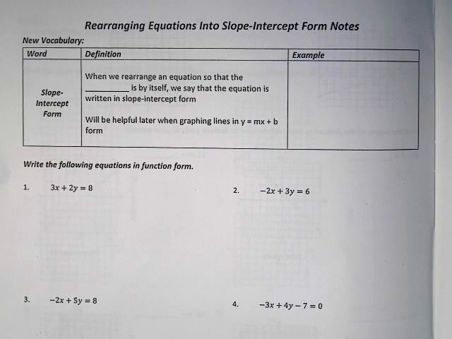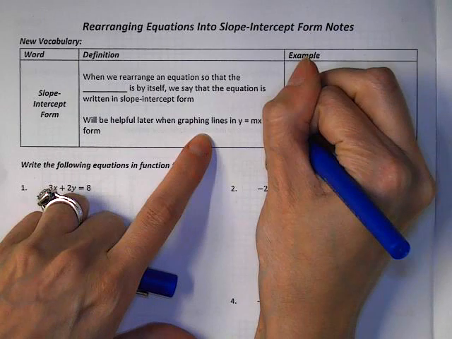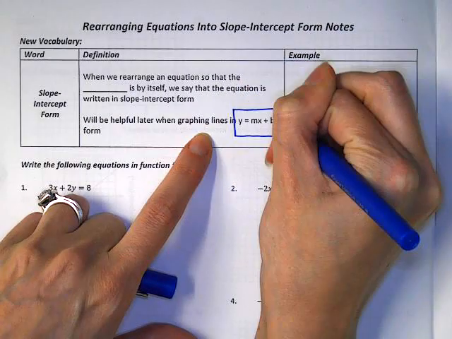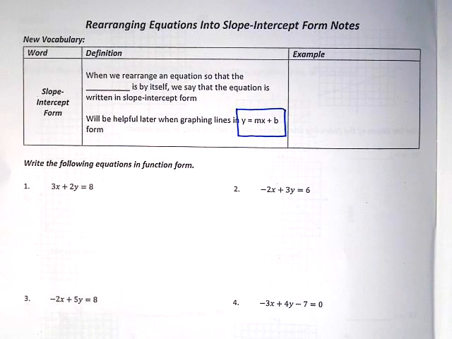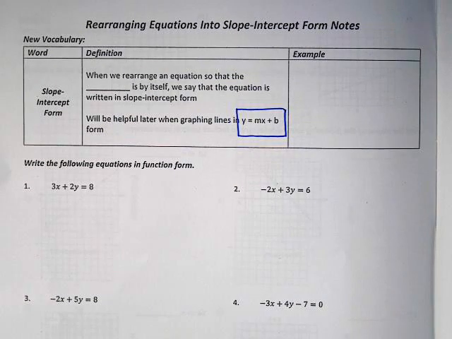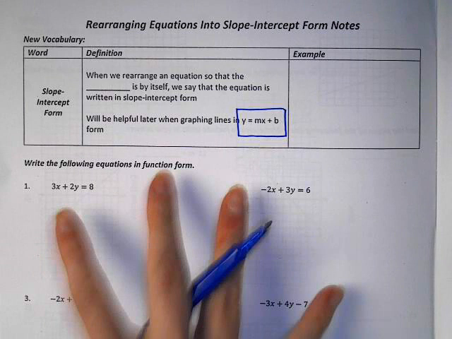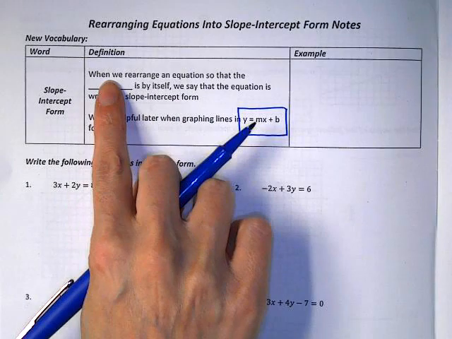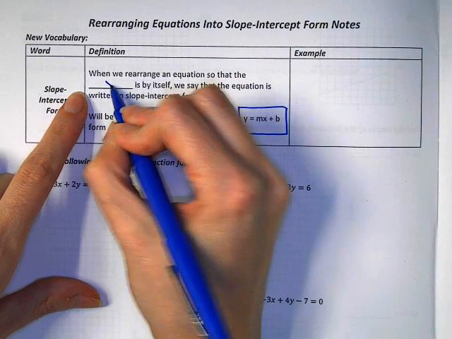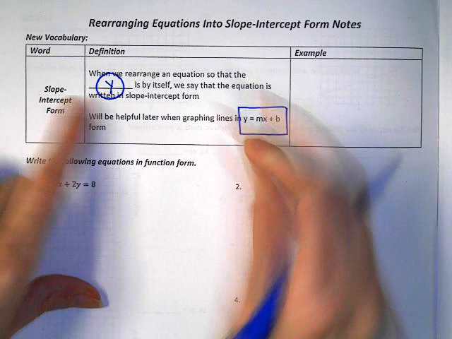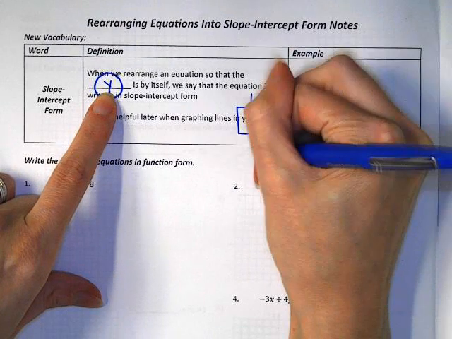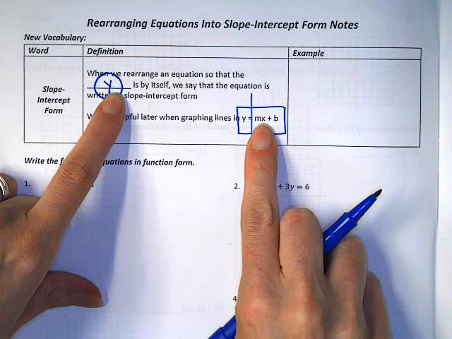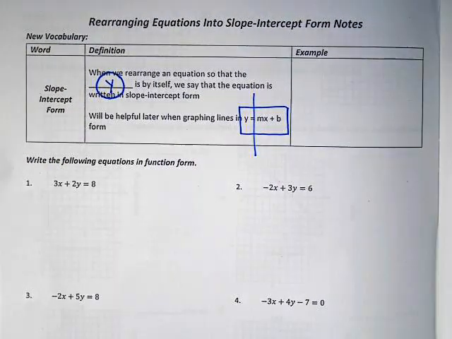Now, slope-intercept form, a lot of you guys know it from a previous math class, is y equals mx plus b. But we're not really going to talk much about that yet. Today we're going to learn how to get equations in this form. All we're doing pretty much is getting y by itself. So we want to get y alone on one side of the wall, and then get it in the form mx plus b. This is going to be really helpful later on.